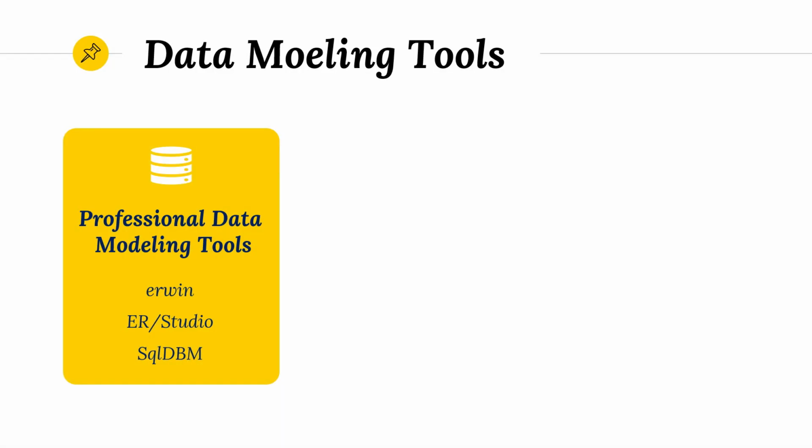The tools we looked at earlier are great for creating and sharing ER diagrams. But in real-world projects, data models become much more detailed and closely tied to the actual database implementation. At that point, we need more than just a diagramming tool. We need a tool that truly understands database-specific objects, features, and structure. This is where professional data modeling tools like Erwin Data Modeler, Studio, and SqlDBM come in.